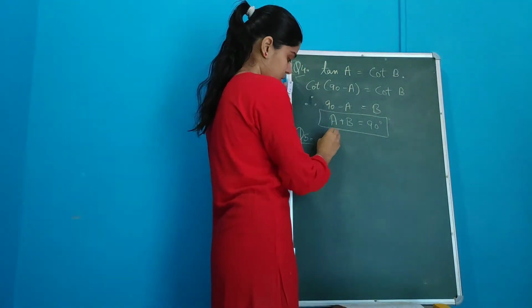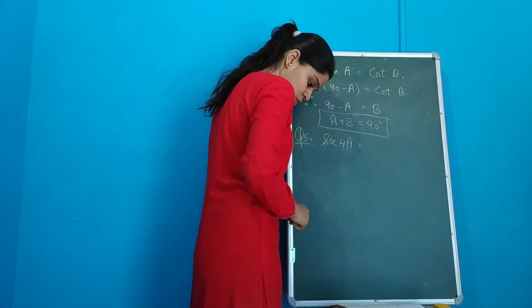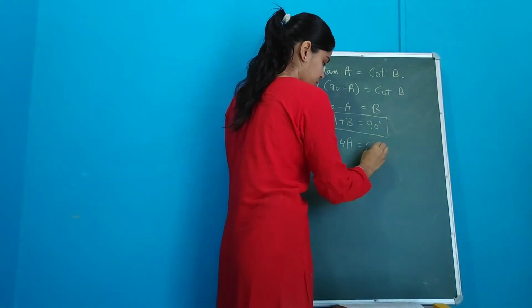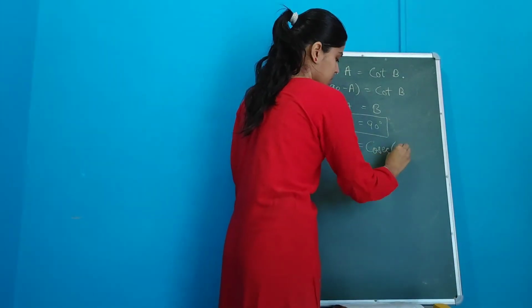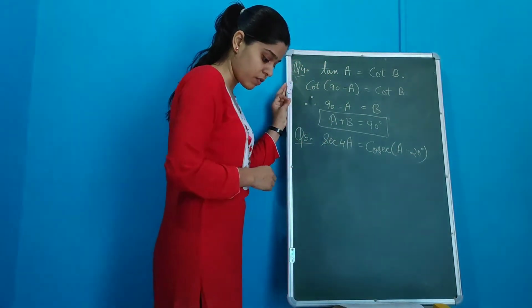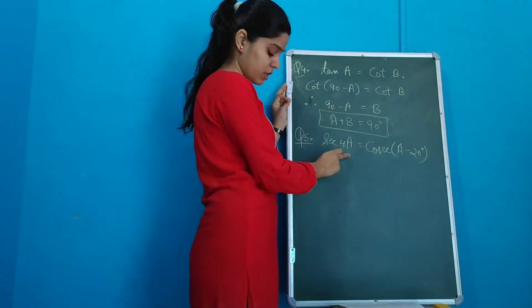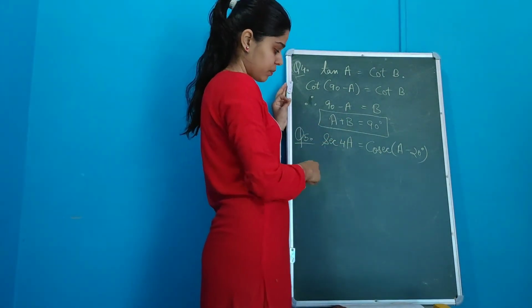Now coming to question number 5. What does it say? Secant of 4A equals to cosecant of A minus 20 degrees, where 4A is an acute angle. So we have to find out the value of A.